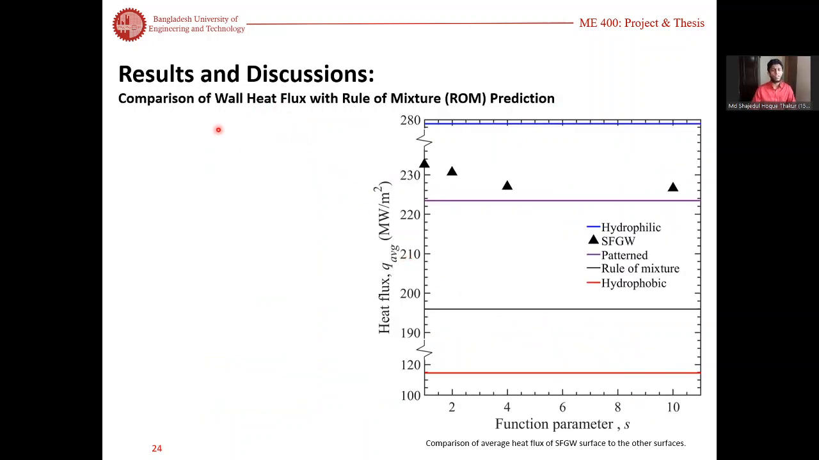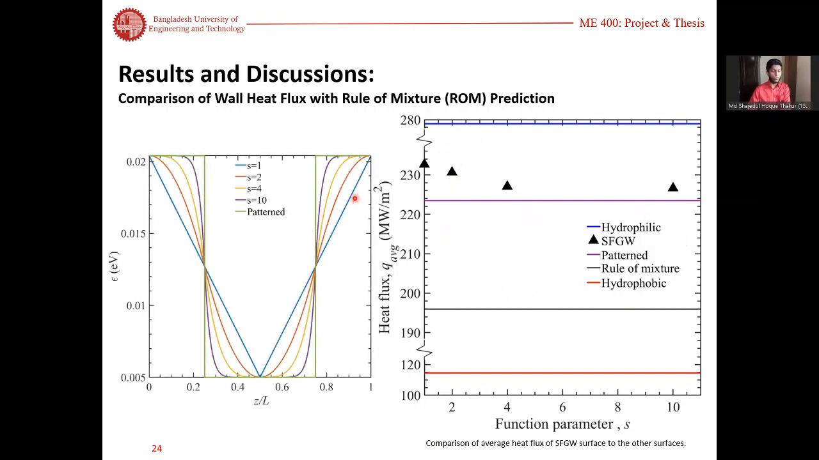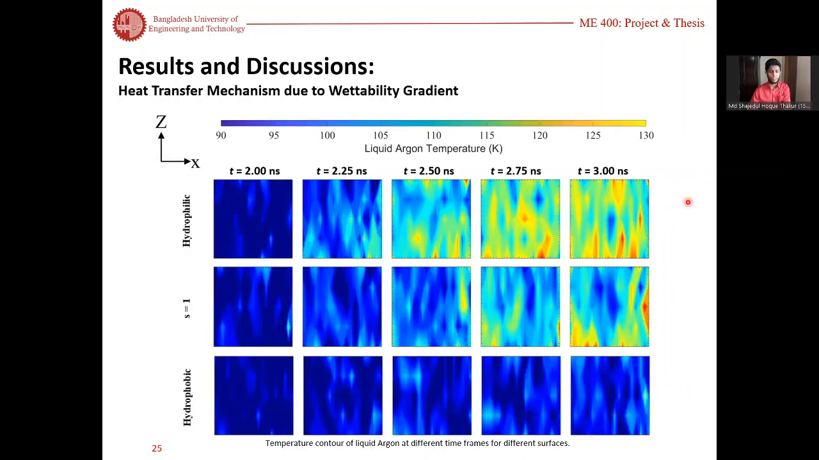If we look at the average wall heat flux and compare it with the rule of mixture prediction, we see that the pattern surface gives higher heat flux than the rule of mixture prediction, and the SFGW surface gives even higher than the pattern surfaces. And we can see that for the smallest gradient of S equal to 1, we get the highest heat flux, and as the gradient increases for S equal to 10 or 5, we get lower heat flux.